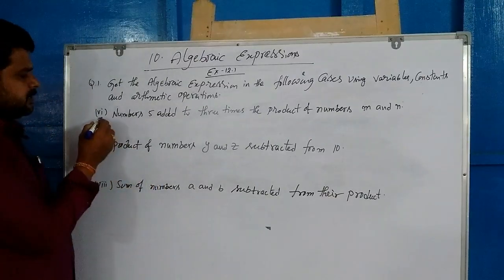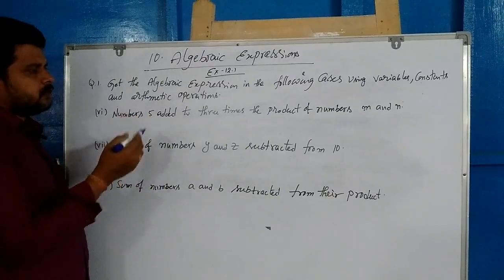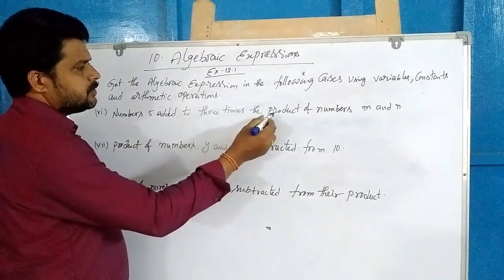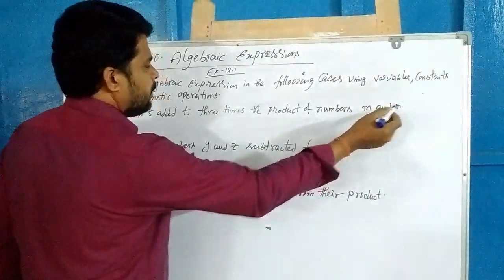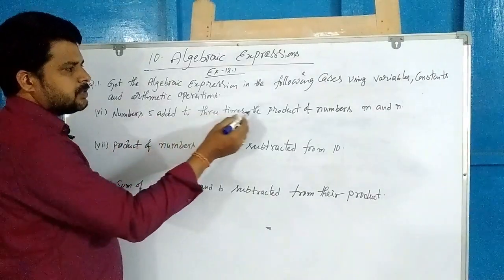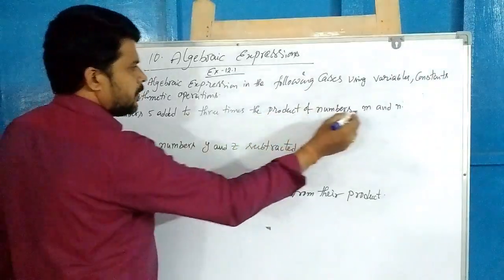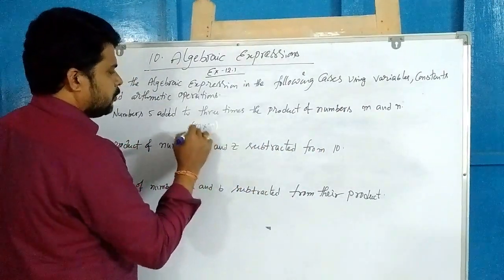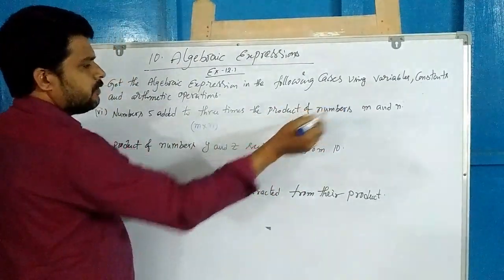So next, seventh one. Exercise 12.1, first one is the seventh one. Numbers 5 added to 3 times the product of numbers m and n. Number 5 is added to 3 times the product of m and n. So m into n is the product of the numbers.